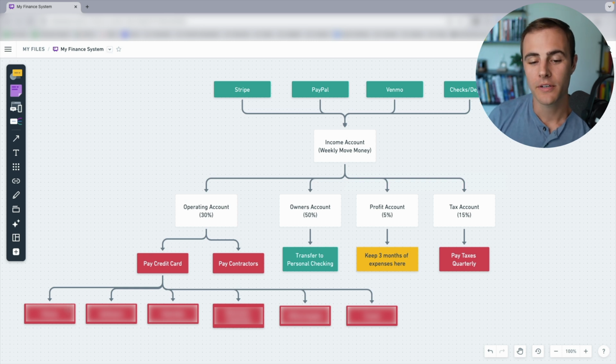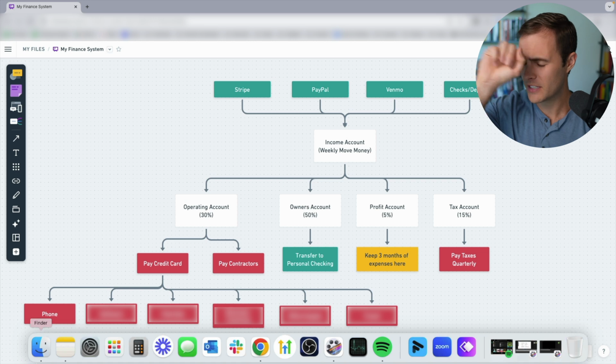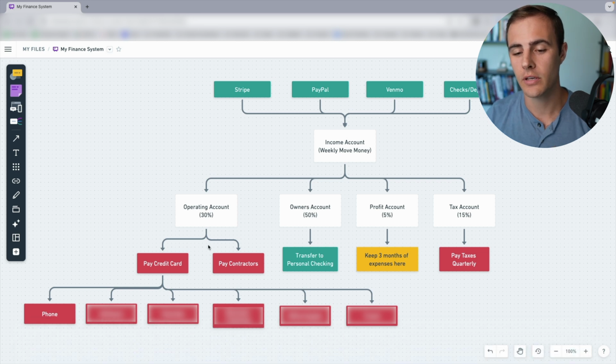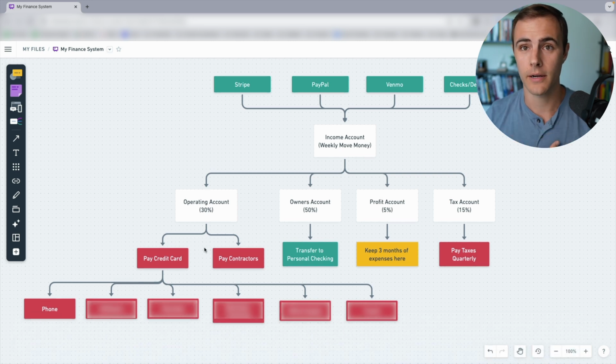Now, what goes on the credit card? Here are all the things that are going to go onto your credit card. Phone bill, okay? Again, this is what I do. I want you to talk to your accountant about this and make sure that this is right for you. I'm just showing you what I put on my credit card here, okay?